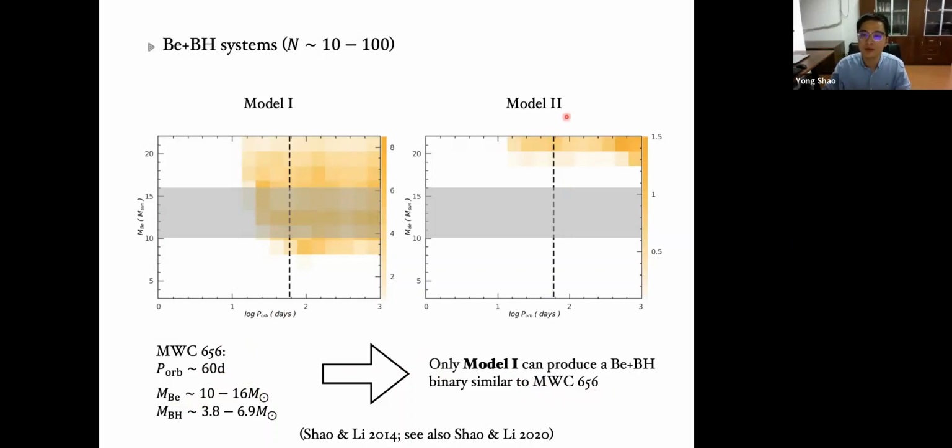In model 2, the mass transfer efficiency is fixed to be 50%. So in this case, the minimum mass of the B star is about 18 solar mass, which is larger than the observed range of this source.